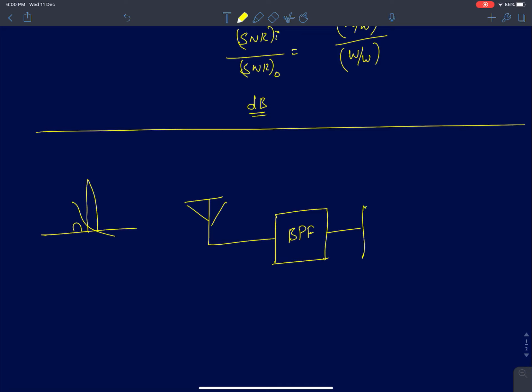Following that will normally be an LNA, a low noise amplifier. After that we will have a mixer which will down convert the data. Your data will be centered around a carrier frequency. We will multiply this with a carrier frequency, and the data will be down converted to a low frequency. Then finally we will have a baseband filter, BBF.